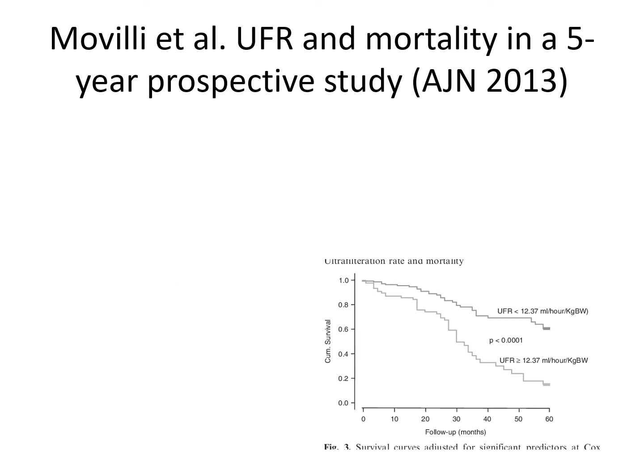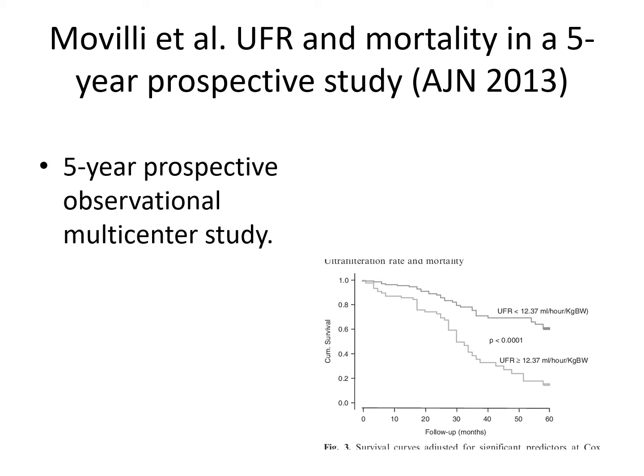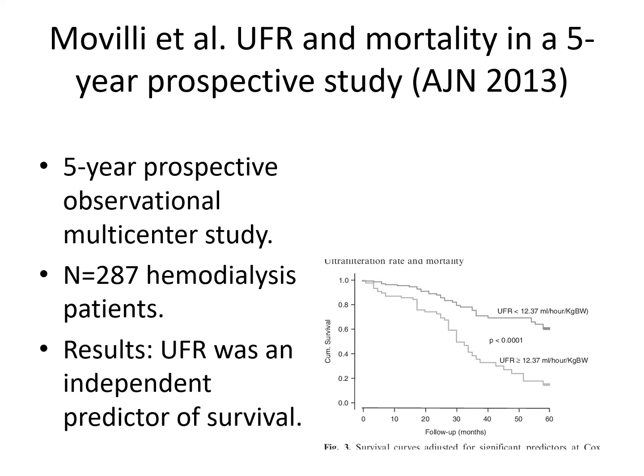Similar findings were reported by Movilli in the American Journal of Nephrology in 2013. This was a 5-year prospective observational multi-center study from Italy, which looked at 287 hemodialysis patients, 165 men, 122 women, on dialysis for at least 6 months, and the median dialysis duration was 48 months. What they found was that in addition to age and diabetes and heart disease, the ultrafiltration rate was an independent predictor of survival. Specifically, an ultrafiltration rate of greater than 12.37 milliliters per hour per kilogram of body weight was associated with significantly worse mortality, as demonstrated on the survival curve.